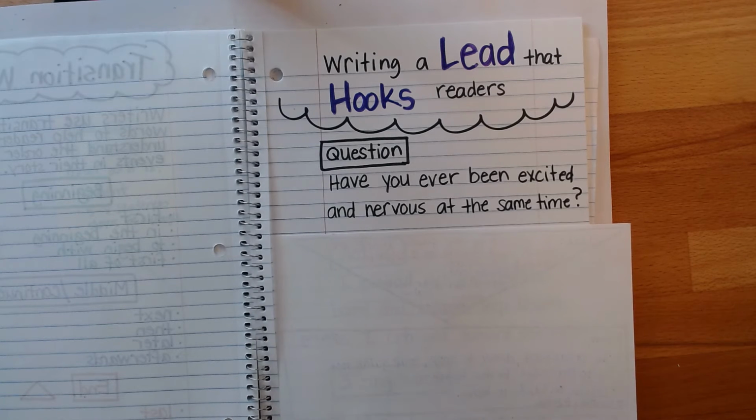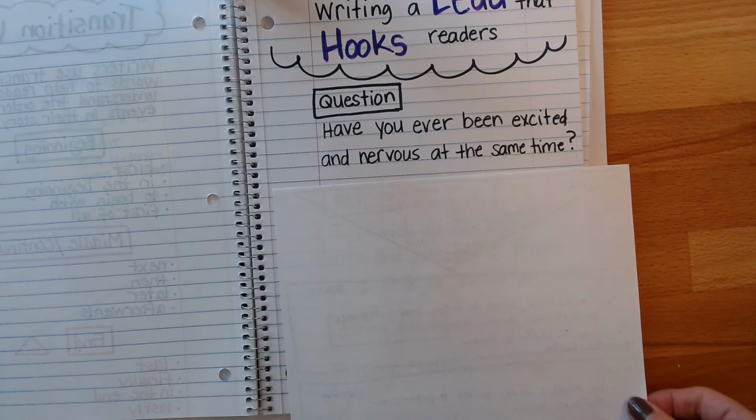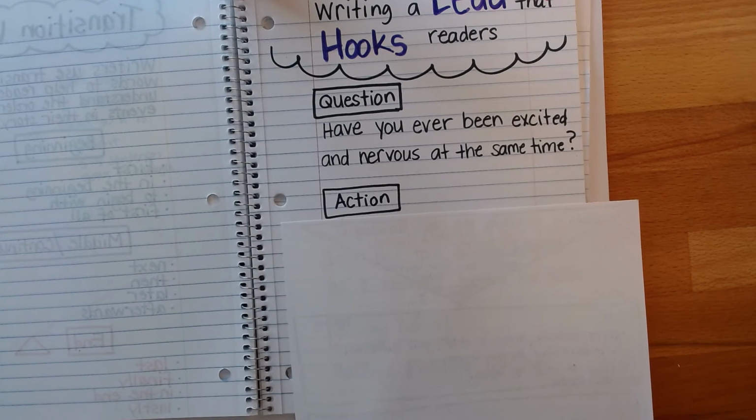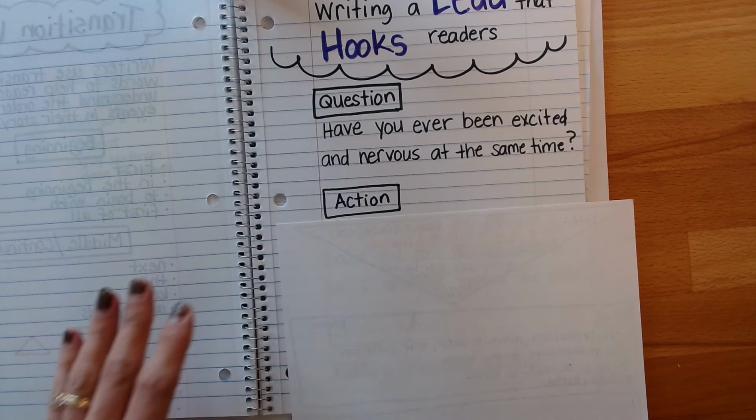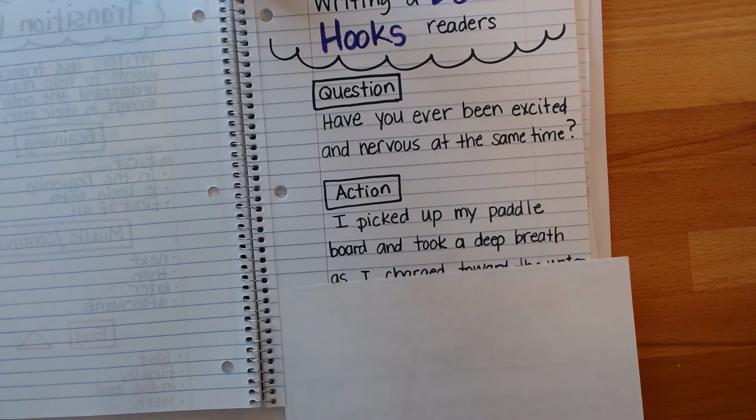All right, we're ready for our second type of lead. Okay, we know that we can ask a question. The second one is to show action. Okay, action in the story that we're going to tell. So action means doing something, right? So here is my example of showing you action in my story.